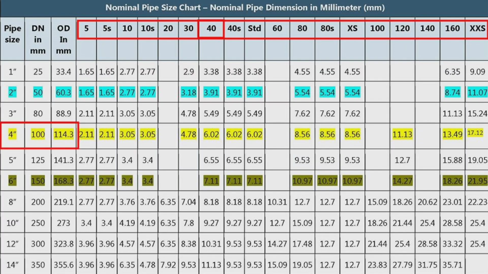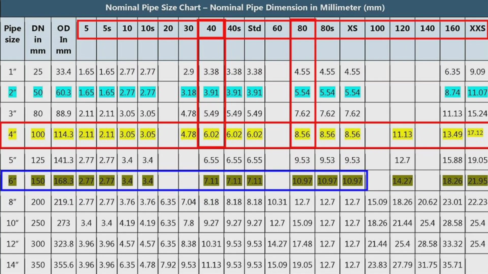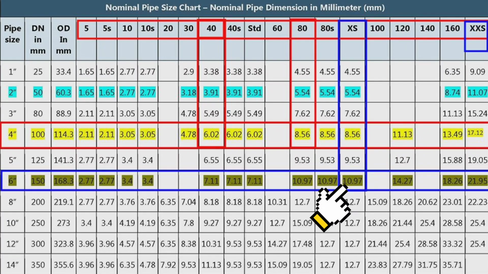For example, 4-inch pipe: Schedule 40 wall thickness is 6.02 mm. 4-inch pipe: Schedule 80 wall thickness is 8.56 mm. 6-inch pipe: Schedule XS wall thickness is 10.97 mm. 6-inch Schedule XXS wall thickness is 21.95 mm.